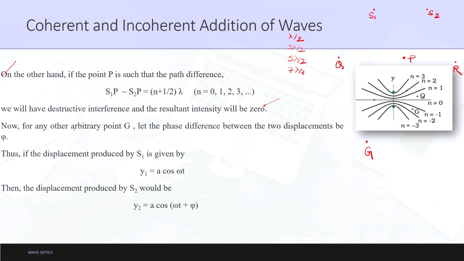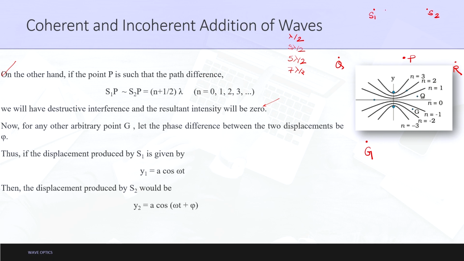So, for any other arbitrary point G, let the phase difference between the two displacements be phi. How this is incorporated into the mathematical formula is talked about here. Thus, if the displacement produced by S1 is given by y1 equal to a cos omega t, the displacement produced by S2 would be nothing but a cos(omega t plus phi). In the last lecture also, when I was concluding, I explained the phase difference here.